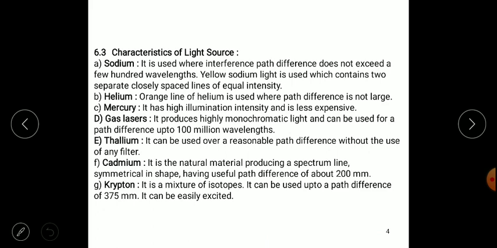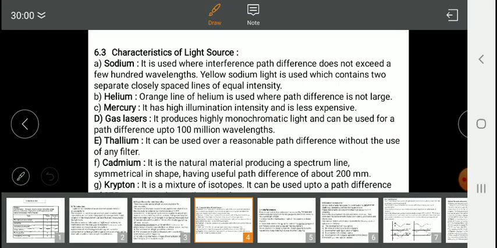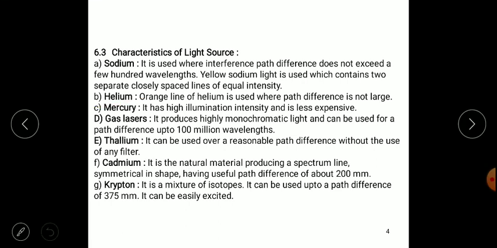As we know, there are different light sources, and each specific light source has some specific characteristics. We will not go into detail, but we can note that sodium, helium, mercury, gas laser, thallium, cadmium and krypton have specific characteristics. For example, sodium is used for interference path difference, and yellow sodium light contains separate closely spaced lines of equal intensity. Mercury has a high illumination intensity and is very inexpensive. From all of these, the most popular used is mercury.